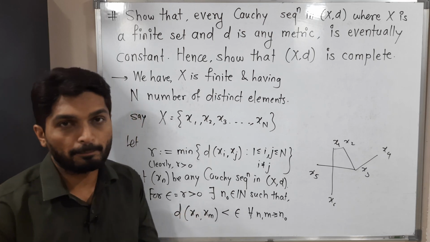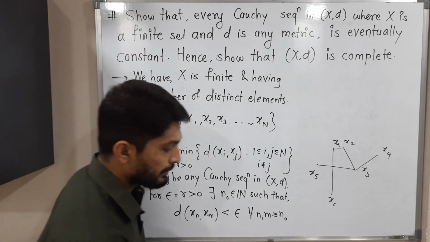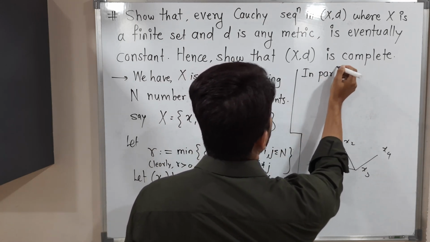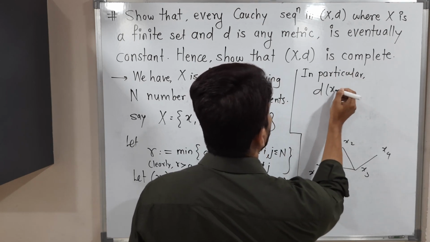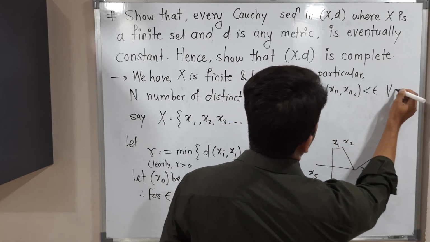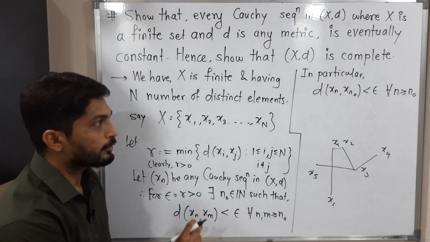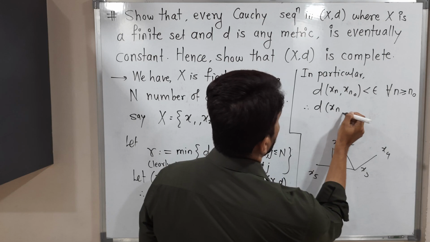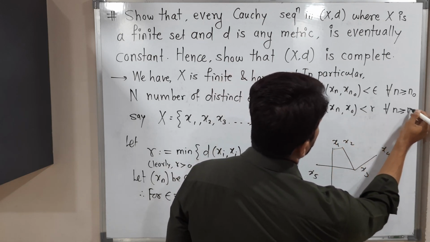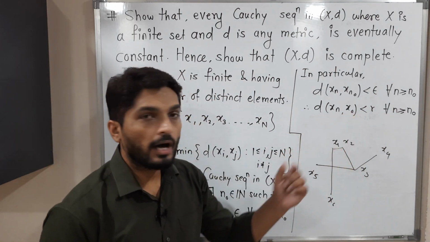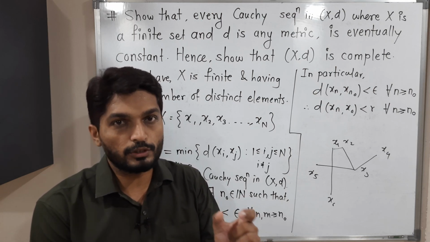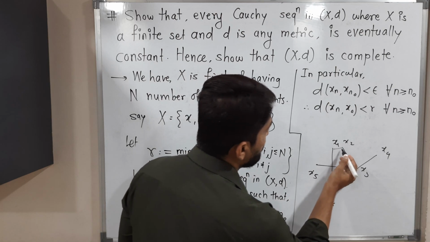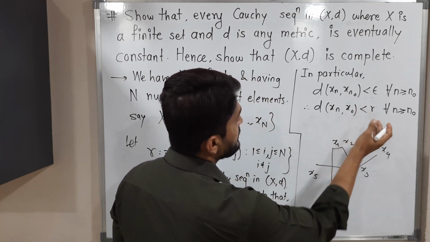Now what will I do? I will fix that m. I am taking a particular value of m, which is n0. So in particular, d(xn, xn0) is less than epsilon for all n greater than or equal to n0. I have fixed my m, which is n0, so that's why I got this, right? But what is the value of epsilon? It is r. So therefore d(xn, xn0) is less than r for all n greater than or equal to n0. Distance is less than r, but see, r is the smallest positive distance, and here we are getting a distance less than r. So that means the distance must be 0. In this diagram also you can see this is the minimum distance, and here we are saying the distance between these two points is less than that minimum distance.